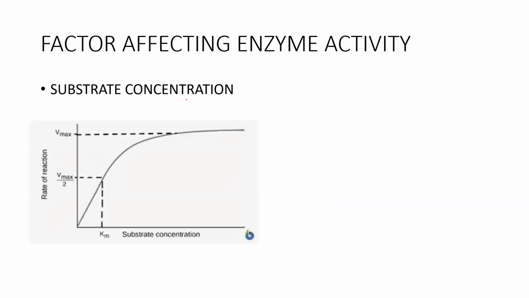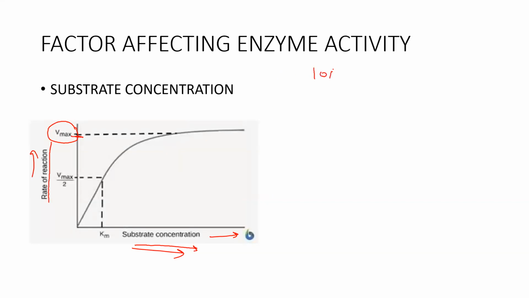Next is substrate concentration. Here is the rate of the reaction and here is the substrate concentration. When you increase the substrate concentration, the rate of the chemical reaction will increase and reaches a point after which, even if you increase the concentration of substrate, the velocity will not change. That is called Vmax. How will you understand?